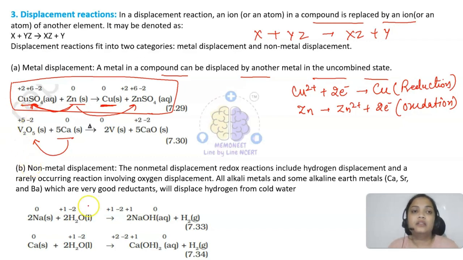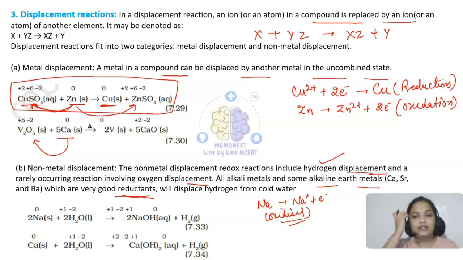Then we have non-metal displacement. Non-metal displacement includes hydrogen displacement and oxygen displacement, these kinds of reactions. Like all alkali metals and some alkaline earth metals, which are very good reducing agents. You know that alkali metals and alkaline earth metals are reducing agents. Why are they reducing agents? Because they can lose electrons easily. Like if I have sodium, it can readily lose electrons, meaning it can get oxidized easily, so it will easily reduce other substances and provide electrons, right. So it's a good reducing agent or a good reductant.